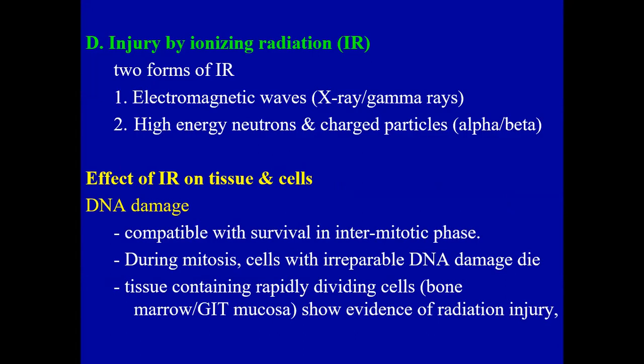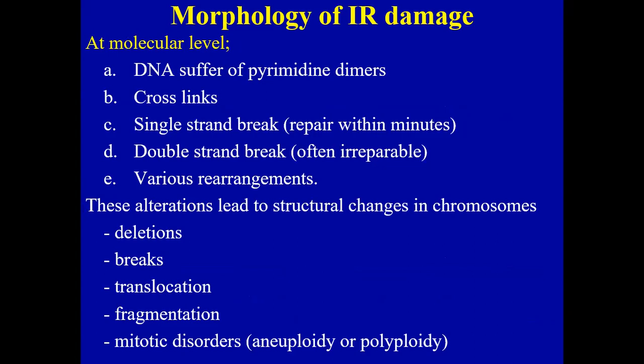Tissue containing rapidly dividing cells like bone marrow and GIT mucosa show evidence of radiation injury. At molecular level, there will be DNA suffering of pyrimidine dimer, cross-link, single strand break which is repaired within minutes, double strand break, this is unrepairable, and various rearrangements. These alterations lead to structural changes in the chromosome, including deletion, breaks, translocation, fragmentation, mitotic disorder which is aneuploidy or polyploidy, and therefore will cause genetic disorders.